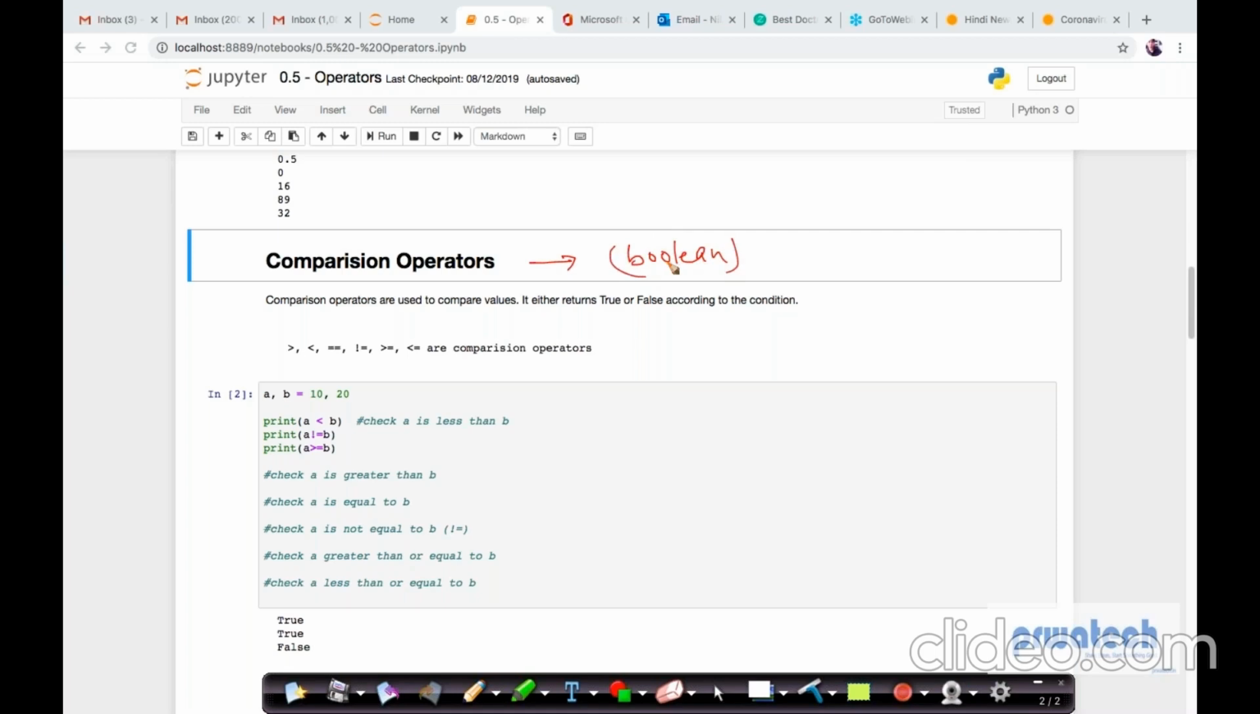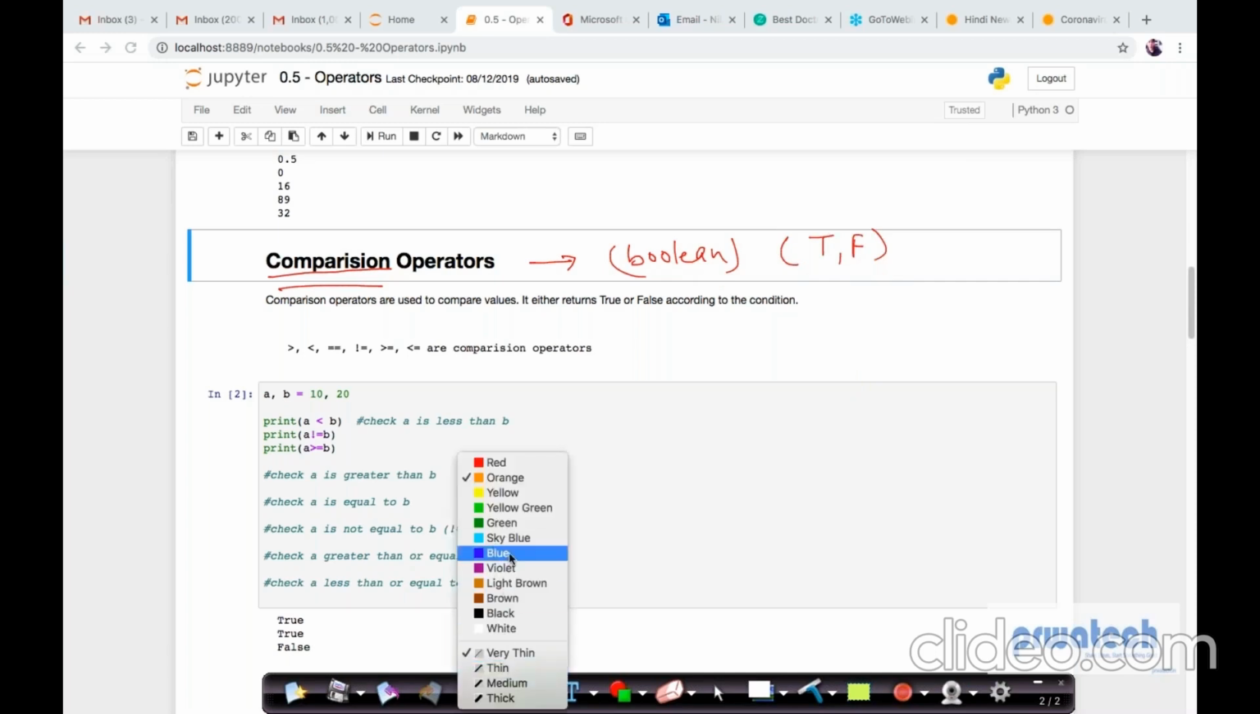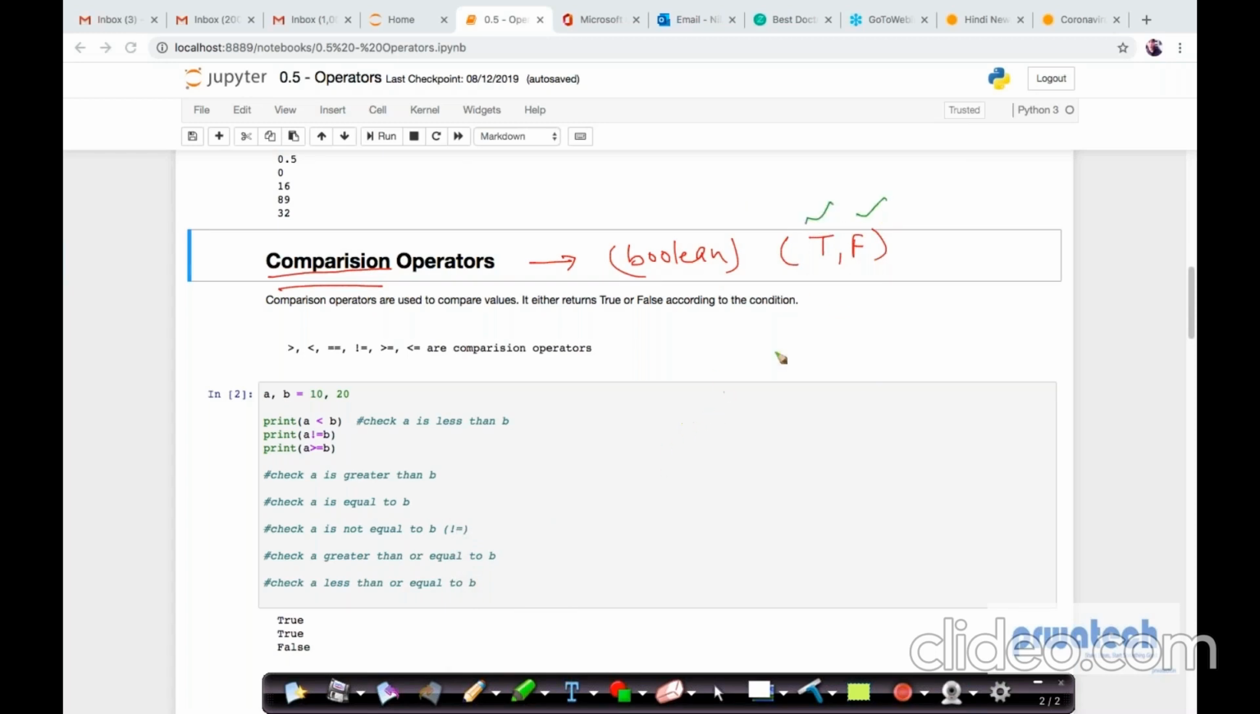So whenever you perform logical operators, the concept of different gates, and, or, XOR, not, or when you perform these comparison operators, the answer will always be a Boolean. Output will be in Boolean, and a Boolean answer is true or false. So if it is matching, it will display true. If it is not matching, it will display false.